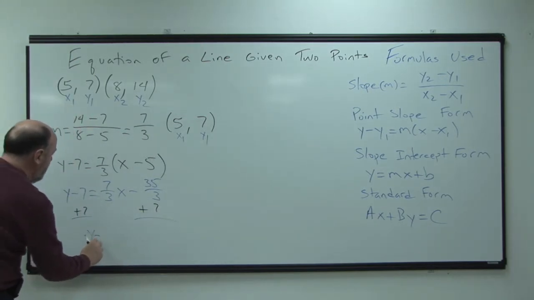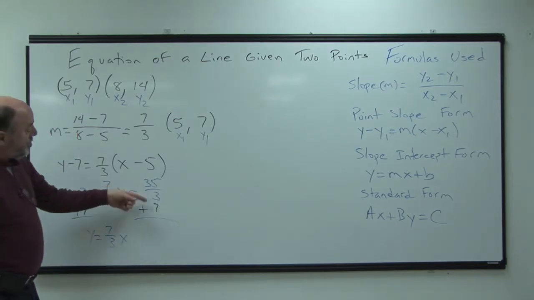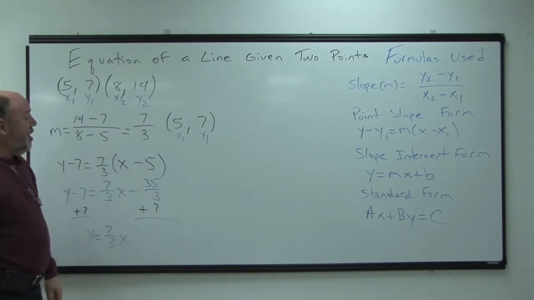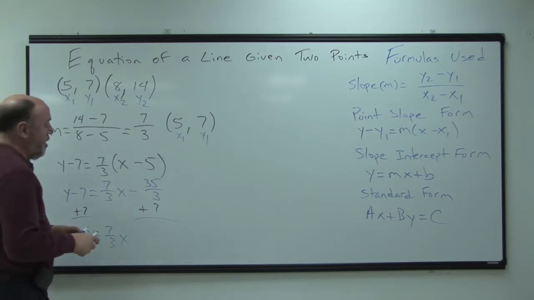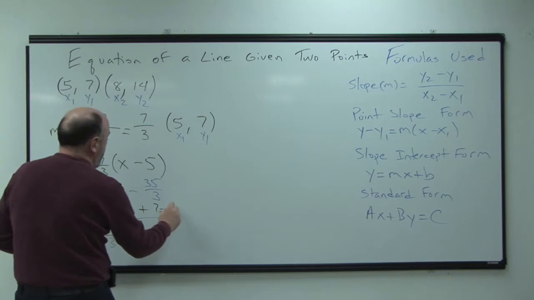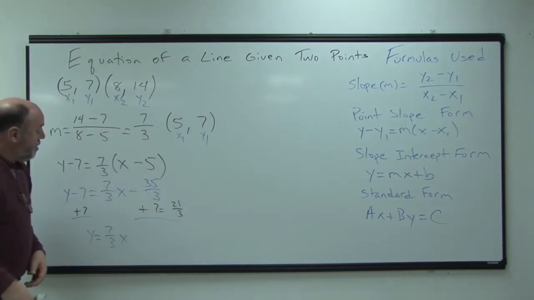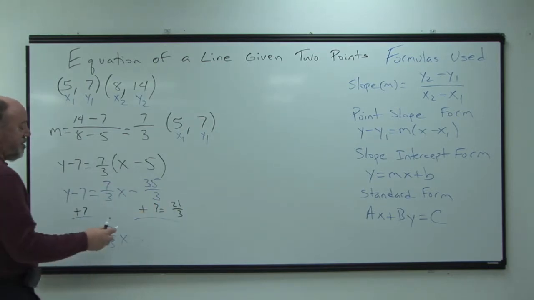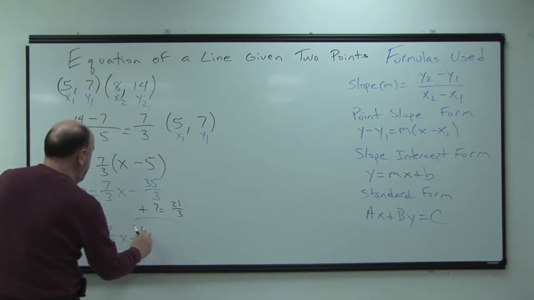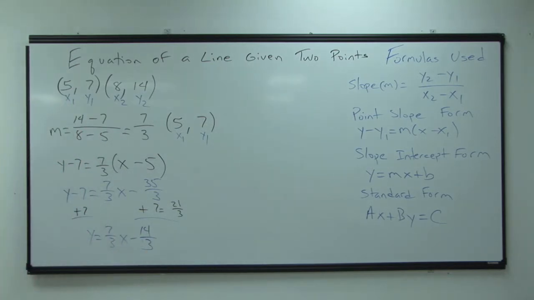So we get y equals 7/3 x. In order to either add or subtract fractions, we need to have a common denominator, which in this case will be 3. And so the 7 we can rewrite as 21/3. So we have a minus 35/3 plus 21/3, and we end up at a minus 14/3. And so that gives us the equation now in slope-intercept form.